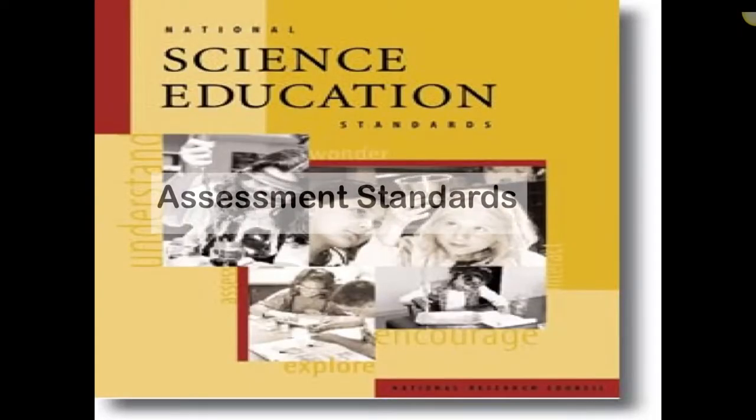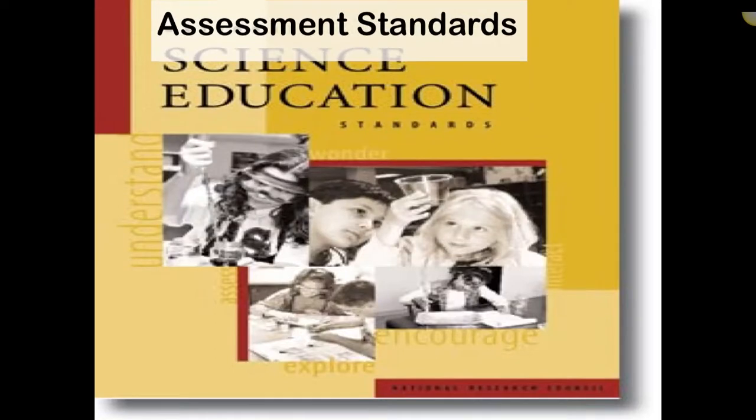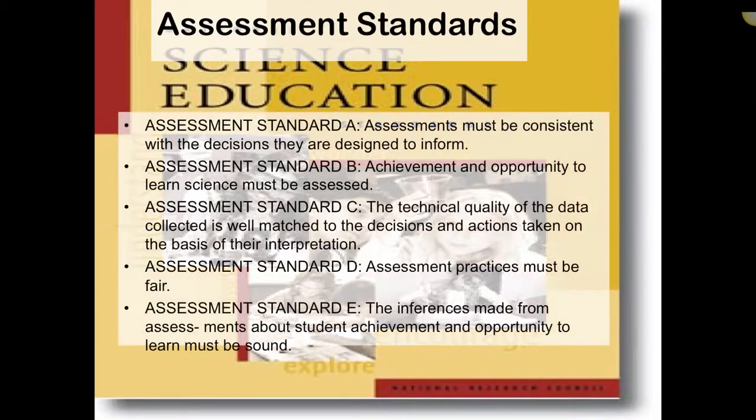First of all, when you assess, you always need to check the national standard, the assessment standard. The National Science Education Standards, assessment standards, say assessment must be consistent with the decision they are designed to inform. Yep, consistent is very important. Standard B, achievement and opportunity to learn science must be assessed. So you need to assess achievement of science, opportunity to learn science.